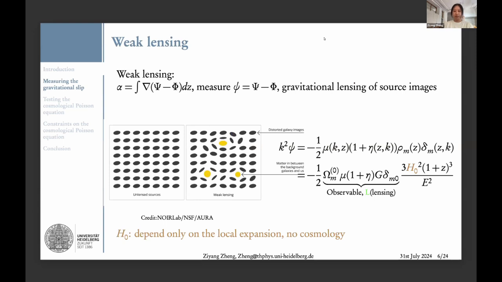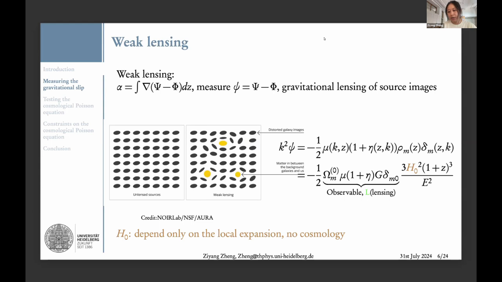Then weak lensing tells us how much the galaxy images get distorted due to the presence of some matter between the background galaxy and us, the observers. And what we can extract is essentially this alpha, the deflection angle, which is directly related to the lensing potential. On the other hand, if you combine these two cosmological Poisson equations, then you obtain the expression here. And from the right-hand side, you can further isolate a third model-independent observable. We call it L here because this is related to lensing.